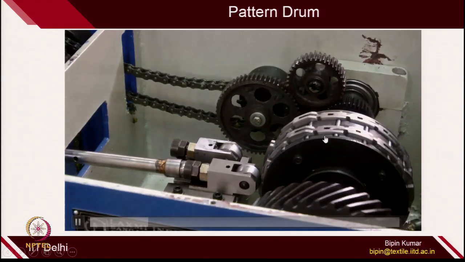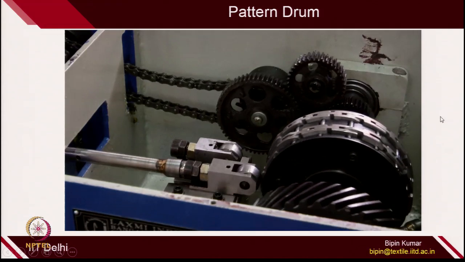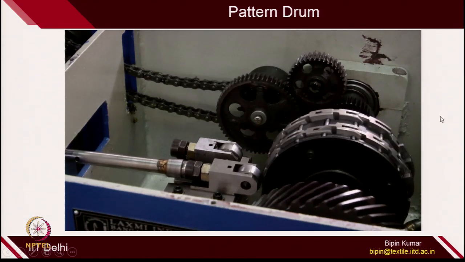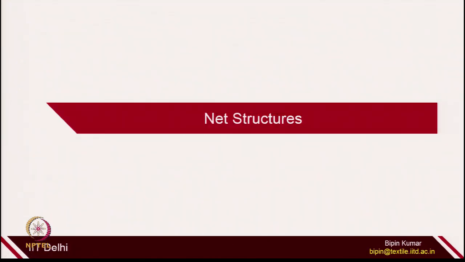So, you can see the chain links for 2 guide bars. Now, let us move to some more complicated structures. The first one is the net structure. Let me show you what we mean by net structure. In a net structure, I have 4 types of fabric with me, which look completely different.